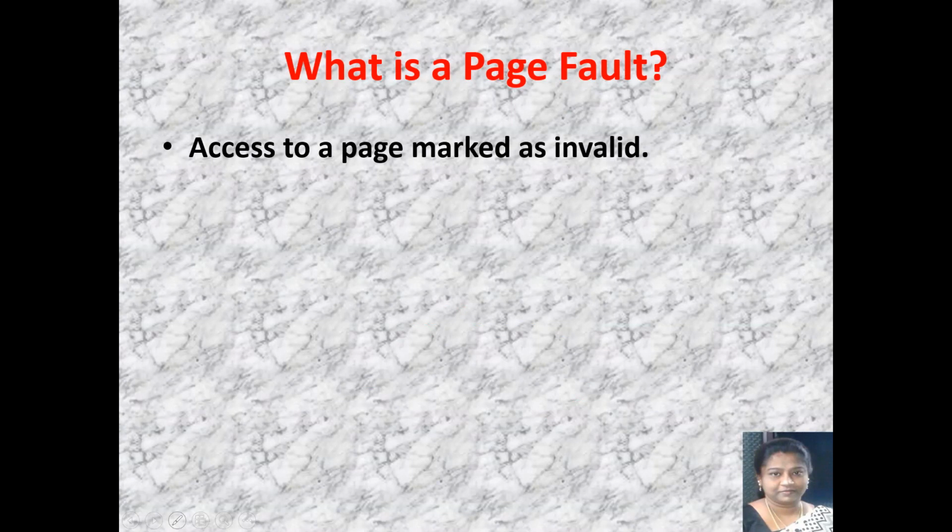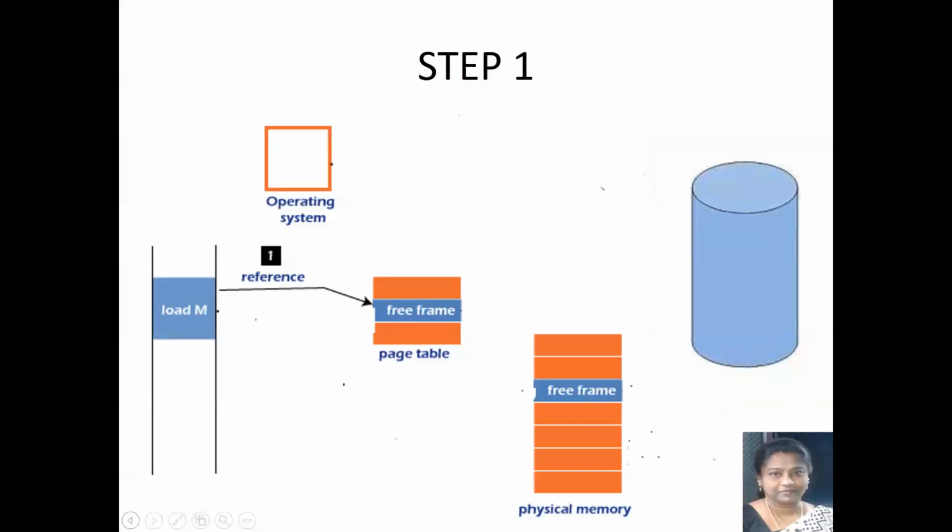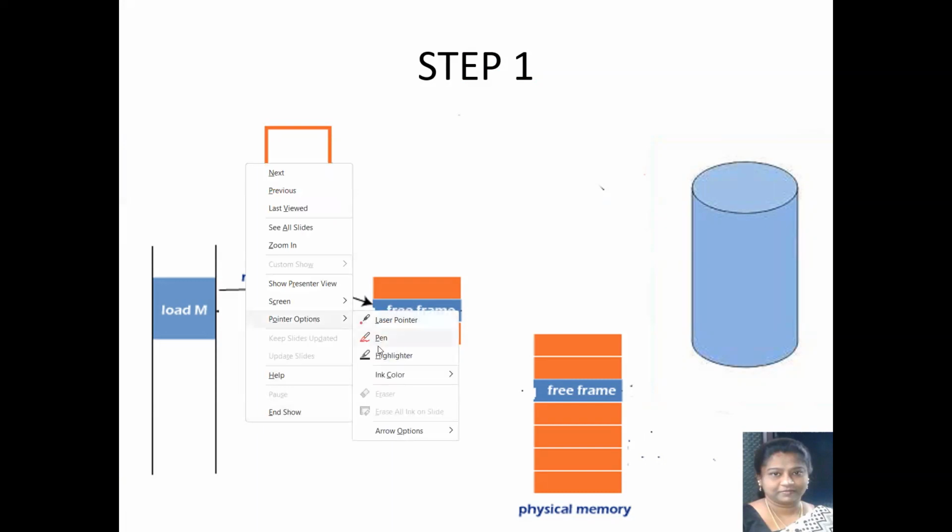So we are now going to learn how the operating system will handle page faults. There is a very simple 6-step procedure for the operating system to handle a page fault. Let's now look into the 6 steps in detail. Now, step 1. Look at this diagram which is shown here. Now let me tell you what is what.